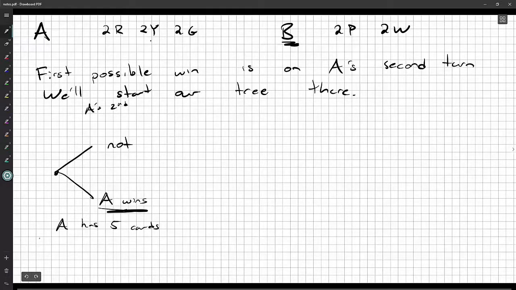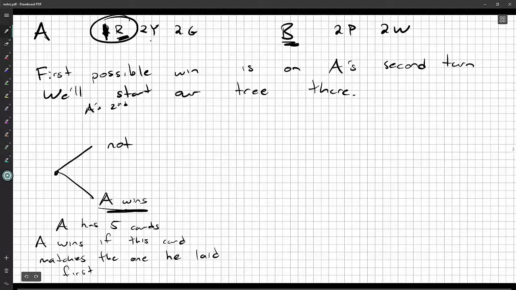He has laid 1. He wins if this card matches the one he laid first. So it's Amir's first turn. He lays a red card randomly. Then he will have only 1 red card, 2 yellow, and 2 green left. He can only win if he lays that red card again. The same sort of thing works if he laid a yellow card first. He's got a 1 out of 5 chance to pick the remaining yellow card. So it's really 1 out of 5.